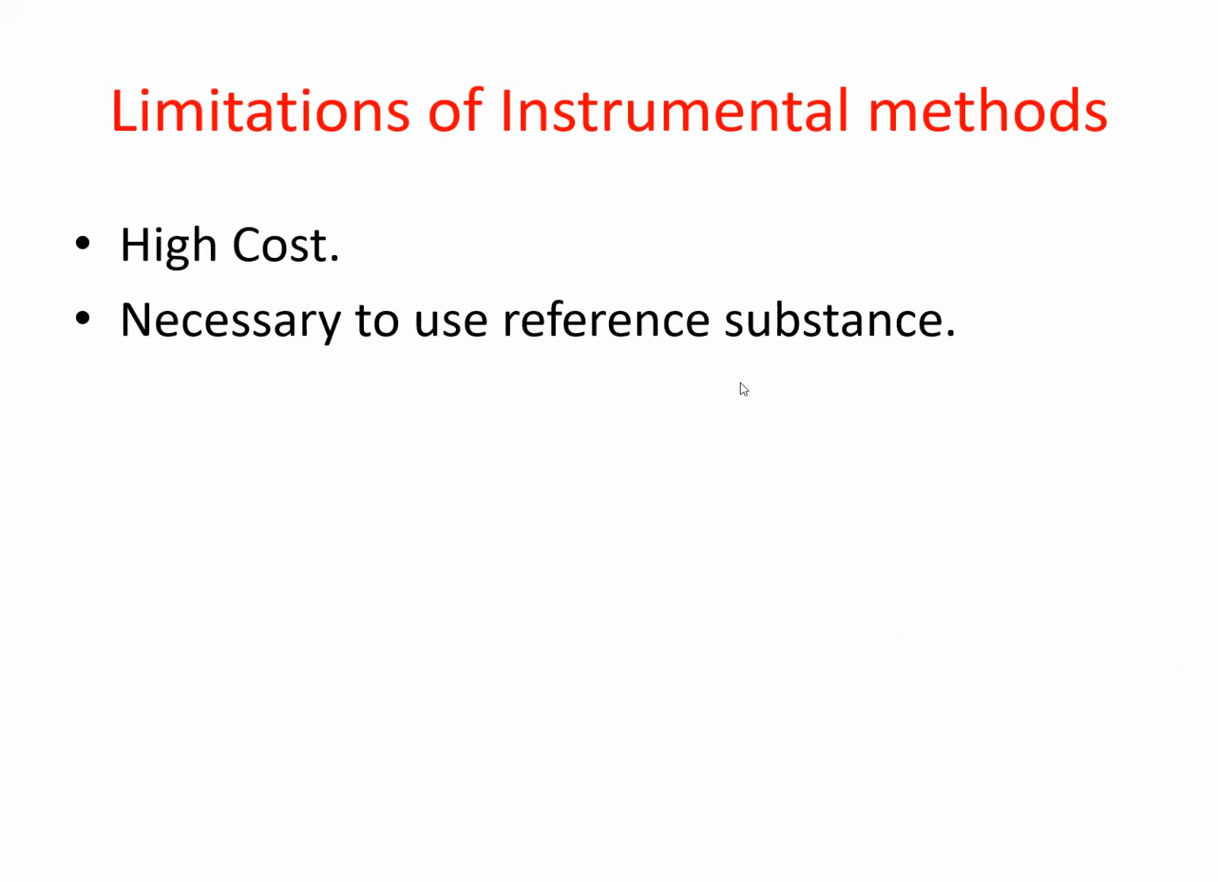So we've seen some of these advantages of instrumental methods, but they also have disadvantages. What are the limitations of instrumental methods? Number one is the high cost of buying instruments. Number two, it is also necessary to use reference substances. And number three, you need skilled persons to run the instruments, or persons who are trained. And so these are three disadvantages that we can think about.